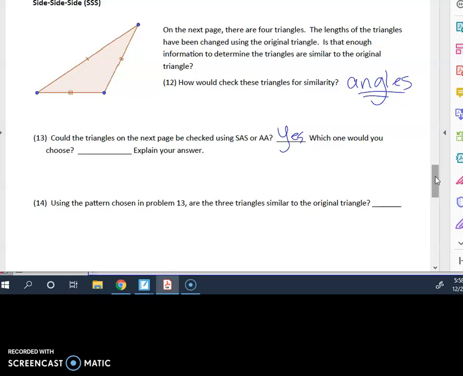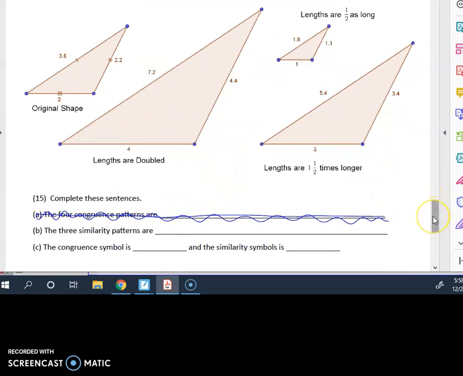And if they have two equal angles, then the third angle has to be the same. So angle angle will definitely work as well. Which one will you choose? That is really your opinion. Which one you prefer? You have the triangles. It says using the pattern in problem 13, whichever one you've chosen, are the three triangles on the next page similar to each other?